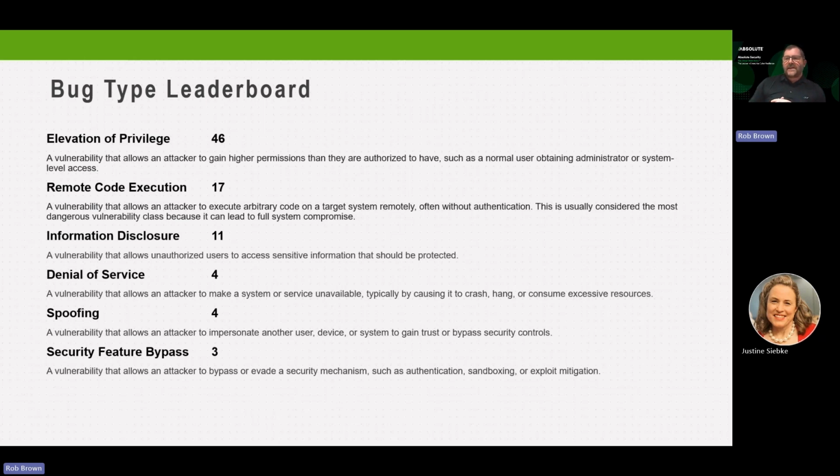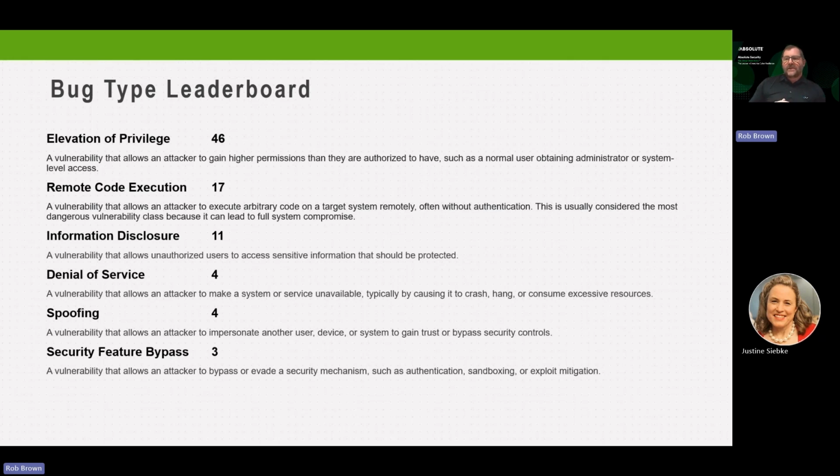Now, we had 46 elevation of privileges fixed yesterday. That's a vulnerability that allows an attacker to gain higher permissions than they're authorized to have, such as a normal user having elevation to system or admin credentials. Through the elevation of privilege, you then have the ability to further deepen the attack chain.